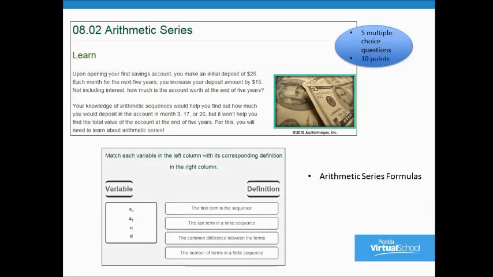Arithmetic series. The students learn about the arithmetic series formulas in this lesson. They have a nice little interactive there where they will match the variable with the definition. The assessment for this lesson is 5 multiple choice questions worth 10 points.